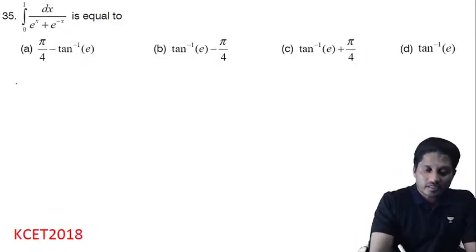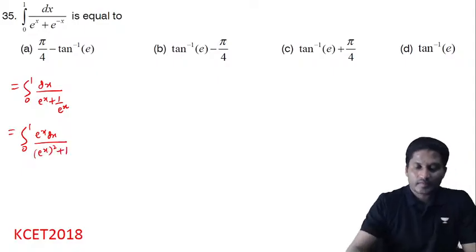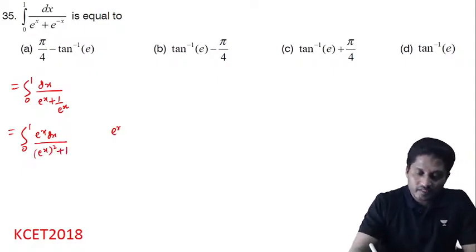Now this is integration of 0 to 1, dx divided by e power x plus 1 by e power x. Cross multiply and shift to the numerator: e power x divided by e power x the whole square plus 1. Now I'm going to put e power x is equal to t. Differentiation of e power x is e power x dx, which is equal to dt.